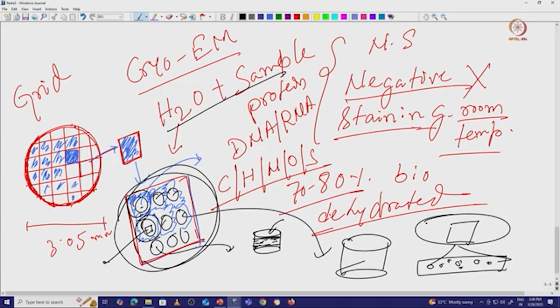Now if you just target one particular hole, you have to maintain the beam diameter in such a way that it should not expose the entire grid. That is the reason we have to control our electron dose when it goes through the sample. But at the same time we have to maintain our beam diameter. If the beam diameter is too big, it is also going to damage the entire grid and we will be unable to get any good data from that system.